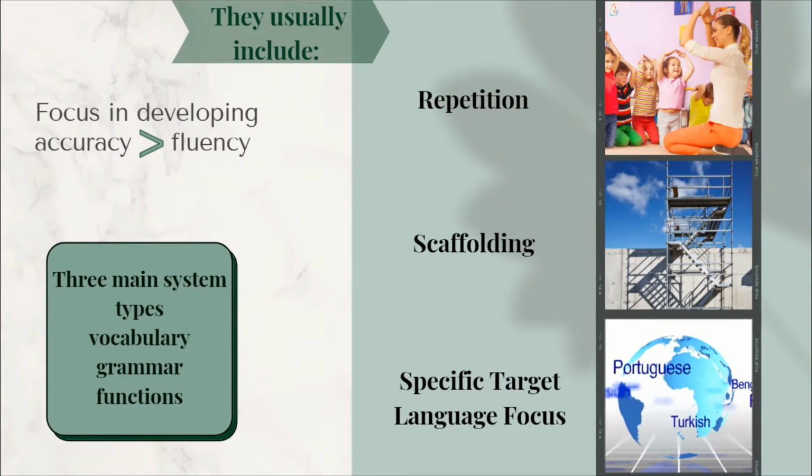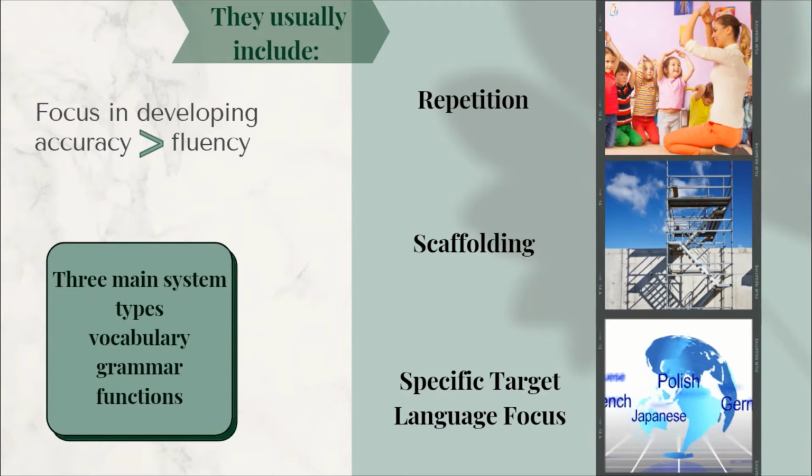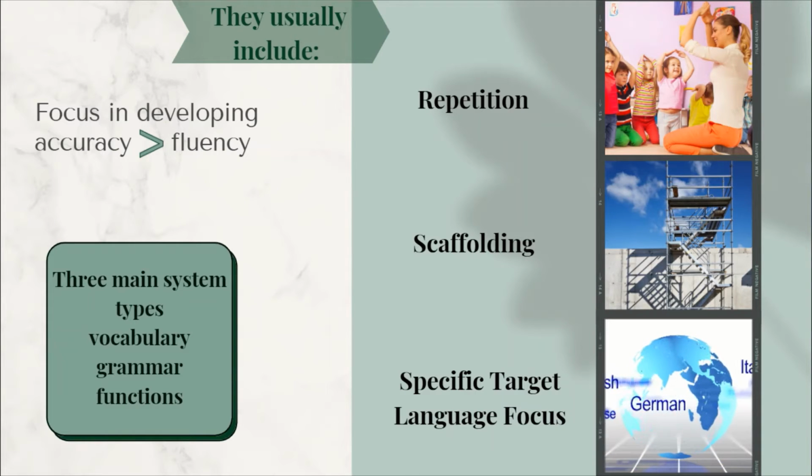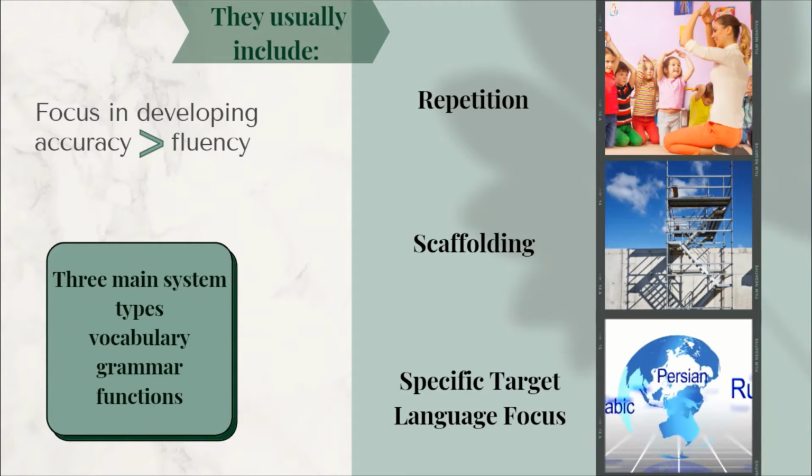They refer to activities that are restricted in nature, where the focus is on developing accuracy rather than fluency. They usually include repetition, scaffolding, and a specific target language focus, which can be from any of the three main system types: vocabulary, grammar, and functions.